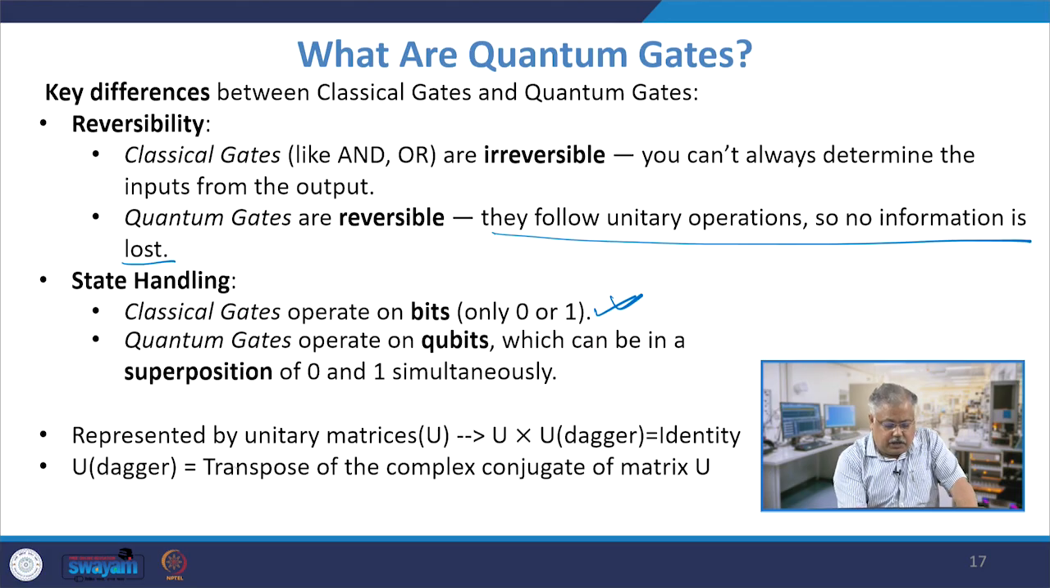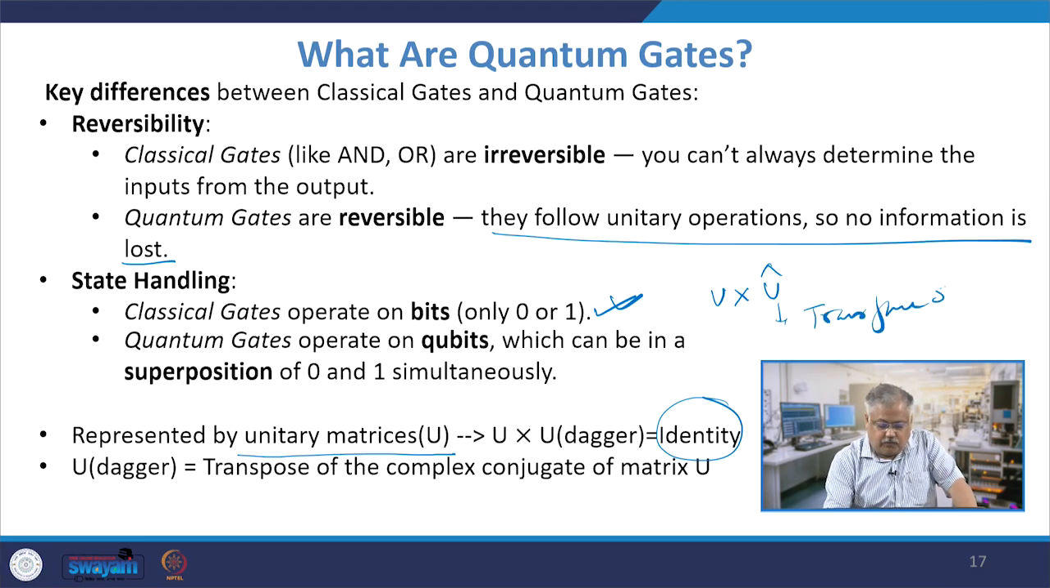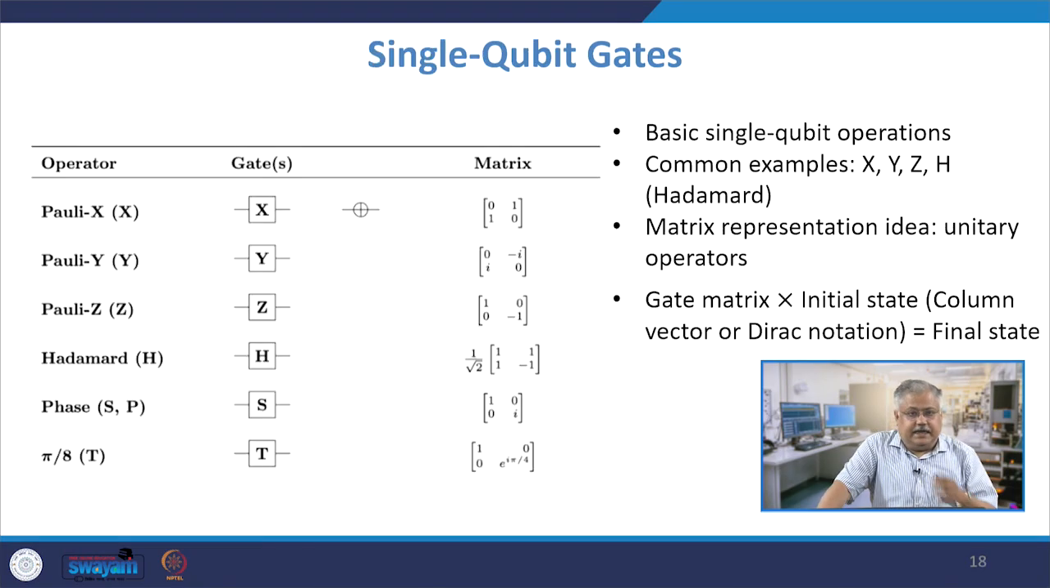Generally all my quantum operations are represented by unitary matrices, where U multiplied by U cap gives the identity, and U cap is basically the conjugate transpose of U. So if you know the unitary matrix for any input, I can find out U cap. When you know U cap, the product of U and U cap will always be the identity matrix. These are the single qubit gates, and these are very straightforward gates which are available.